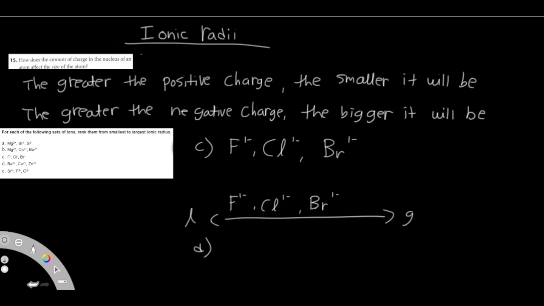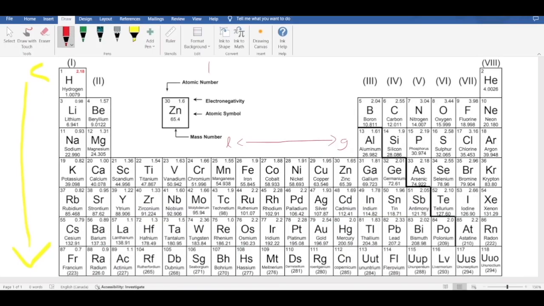Now let's do the D. Ba 2 plus, Cu 2 plus, Zn 2 plus. Let's order this up. Ba, Cu, Zn. Ba, very, very far left towards the bottom of the group. Then we have copper over here in the middle. And then we have Zn. It's quite obvious that the barium is going to be the greatest in terms of the trend.